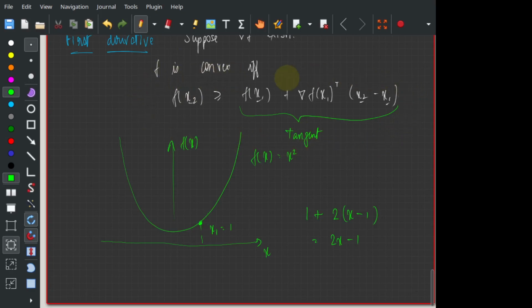So what this statement is saying is that the function should lie above the tangent at all times. No matter which point you pick, the function value is always greater than or equal to the value of the tangent evaluated at that particular point. So this would be f of x1 plus gradient f evaluated at x1, x2 minus x1. So you can pick any x2 you want. The value of the curve will always be above this particular tangent. That's the only statement this is making.